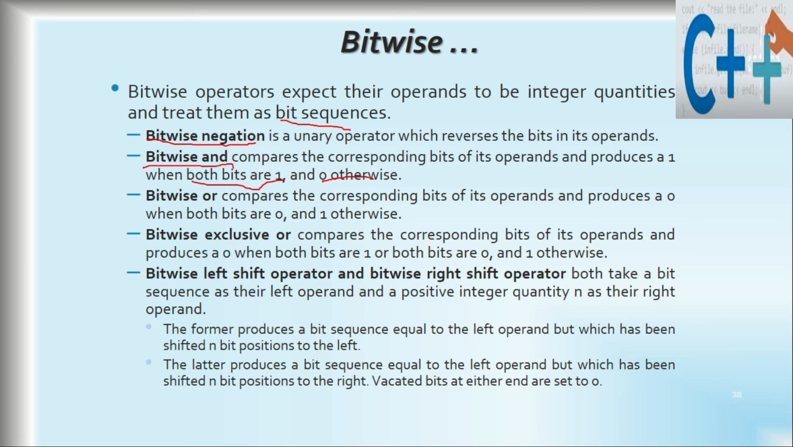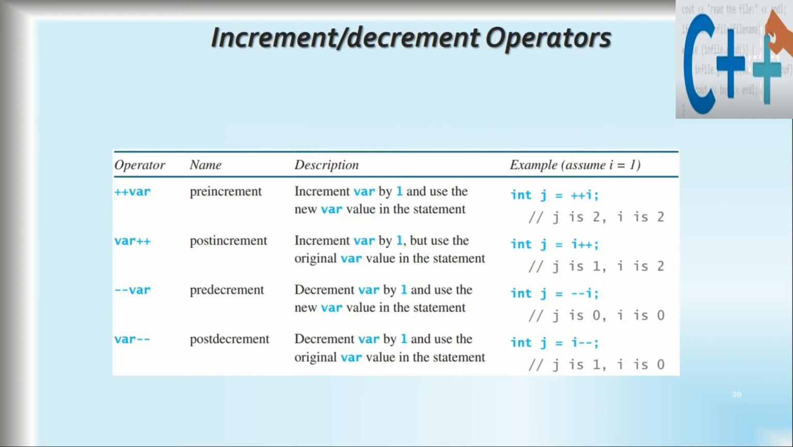Bitwise OR compares the corresponding bits of its operands and produces a 0 when both bits are 0. Otherwise, if one of the two is 1, it gives the result 1. Bitwise exclusive OR and the bitwise left shift operator work similarly.